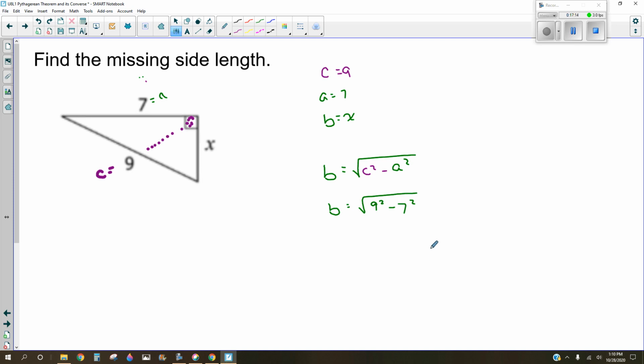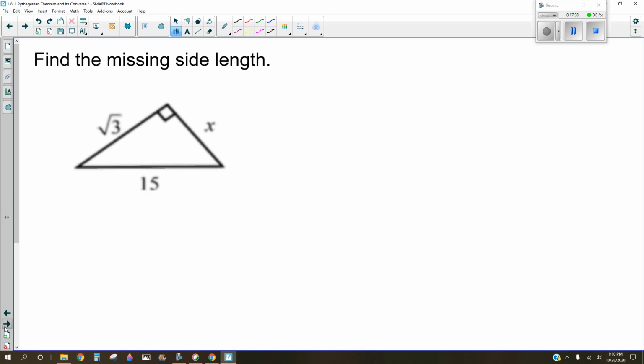Okay? That equals the square root of 32. And I can prime factor that, and it ends up being 4 radical 2. There you go. That is how you use the Pythagorean theorem to find a missing side. Let's do one that's slightly more complicated. Ooh, that's got a radical in it.